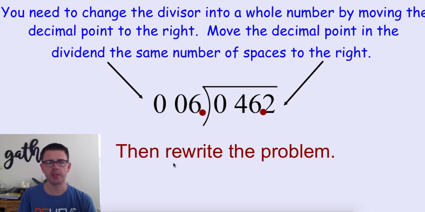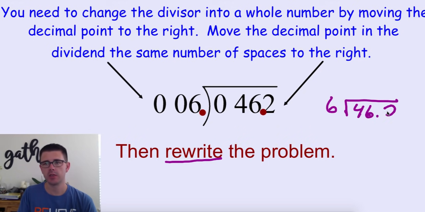But here's where this last part comes in. You have to make sure to rewrite the problem. If you try to be a hero and just slide your decimal over and do the problem right there, you're going to end up making a silly mistake because you lost something in the problem. The best thing to do, now that we've moved that decimal, is just rewrite it. 6 divided into 46.2. So all of our digits are still there.